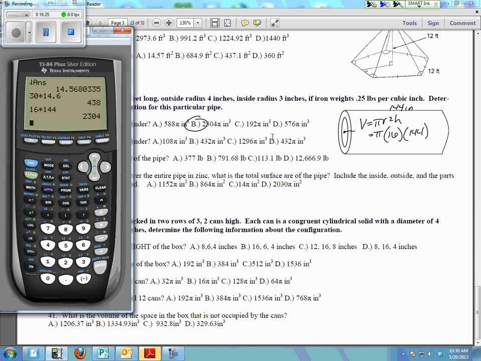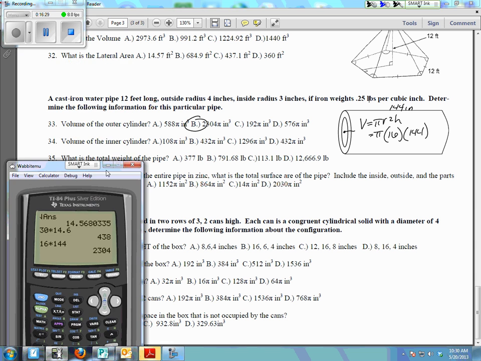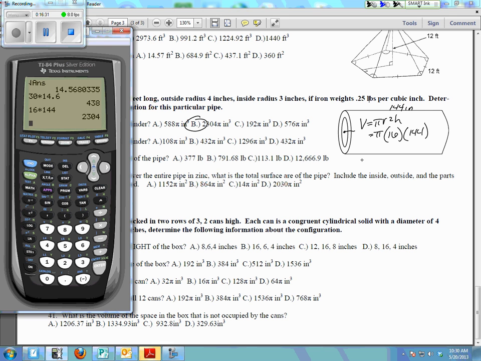Now I believe the next question is the inner cylinder, volume of that. So that's volume, pi. Radius now of the inner one is 3. So 3, and we'll square that, multiply that by 144. So I get 9 times 144 times pi is 1296 pi.